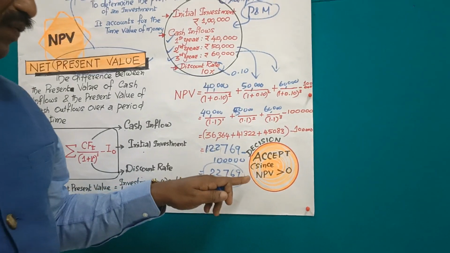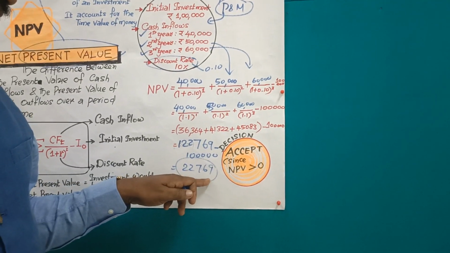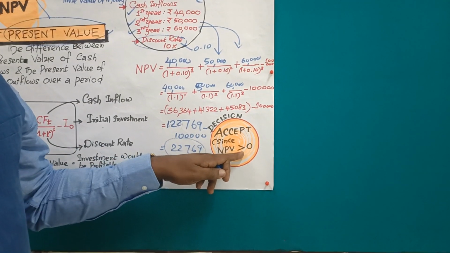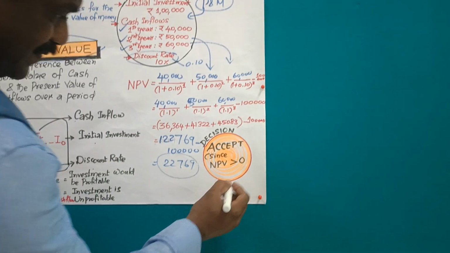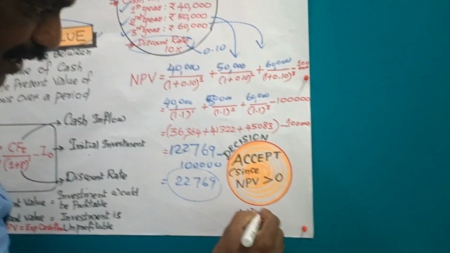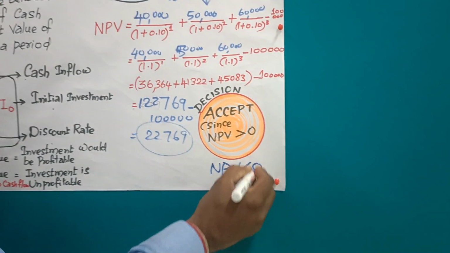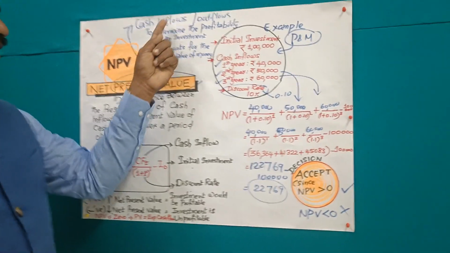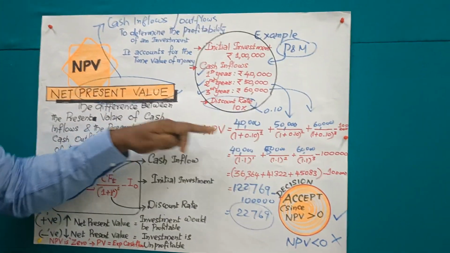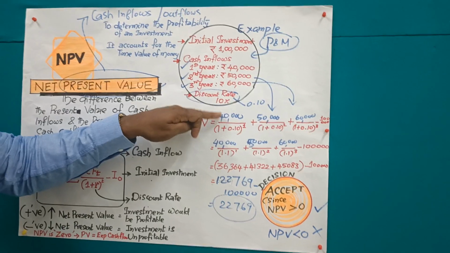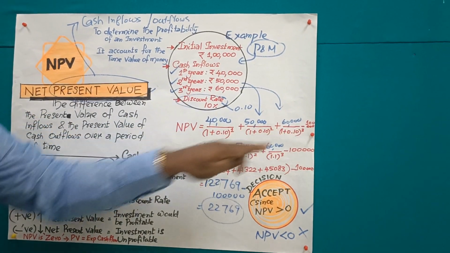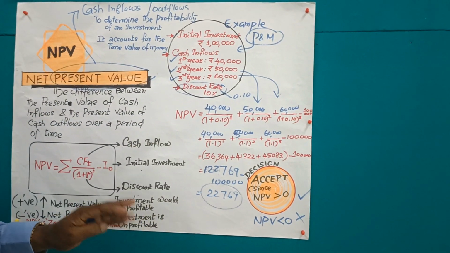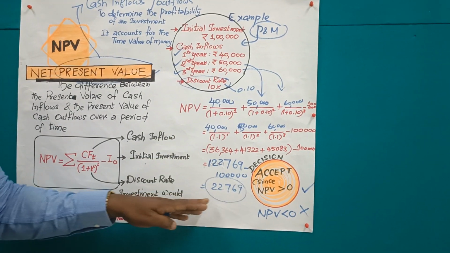As I already told you, when NPV is more than 0, accept it. Accept it since NPV is greater than 0. If NPV is lesser than 0, then you will not accept it. This is a simple thing. So net present value of what? Cash inflow and outflow. This is cash inflow, this is cash outflow. We are just substituting the values and obtaining it.